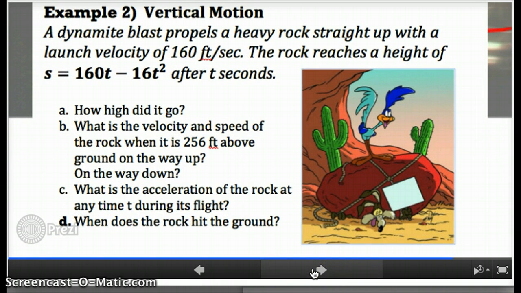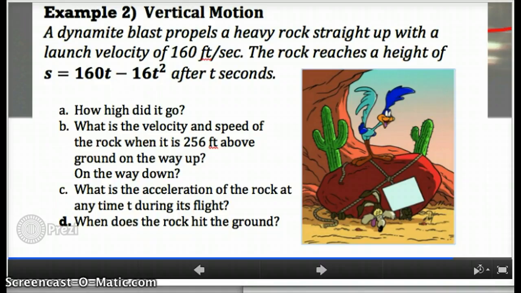Okay, let's move on to a non-geometry example. Vertical motion. Suppose a dynamite blast propels a heavy rock straight up and it has a certain velocity. And then the rock reaches a height of s equals 160t minus 16t squared after t seconds. We want to know how high did it go, what's the velocity and speed of the rock when it's 256 feet above the ground on its way up and way down. And then we want to find the acceleration. And when did the rock hit the ground? We'll go piece by piece.